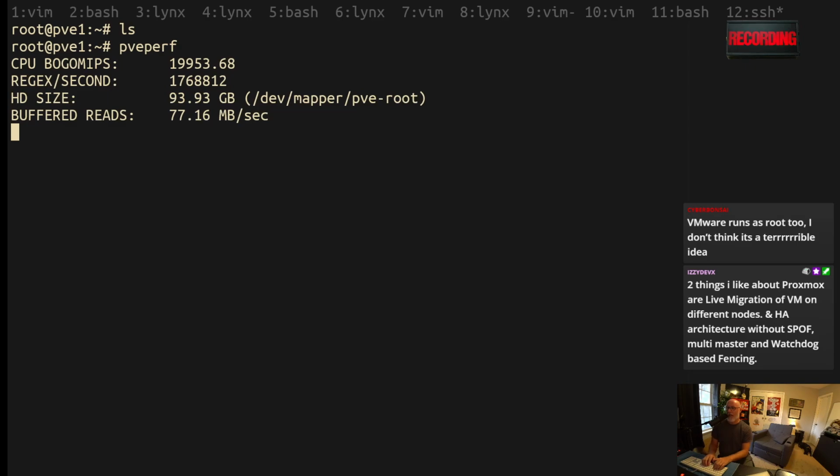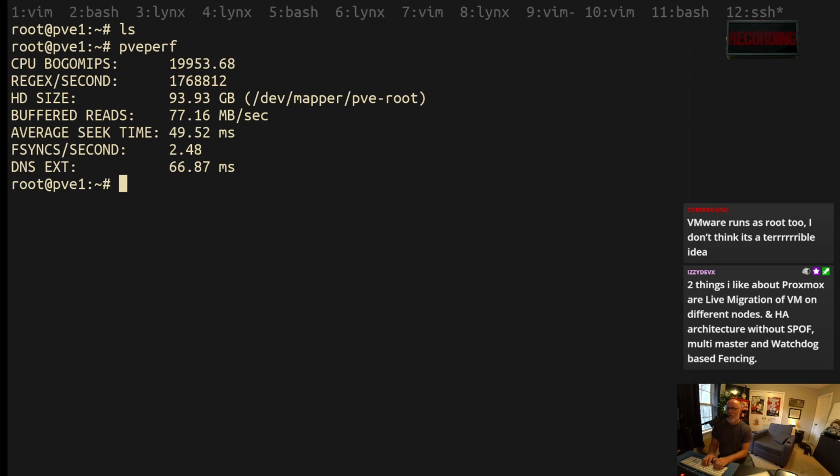CPU BOGOMIPS: 19,953. Regexes per second: 1,768,812. HD size: 93.9 gigabytes. Buffered reads: 77.16 megabytes per second. Average seek time: 49.52 milliseconds. Fsyncs per second: 2.48. DNS EXT: 66.87 milliseconds. That's kind of cool.